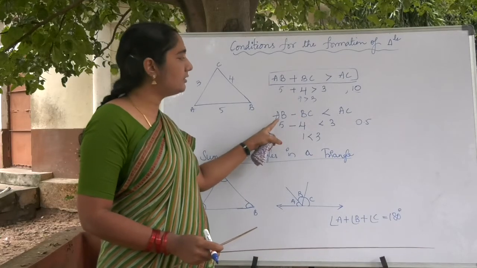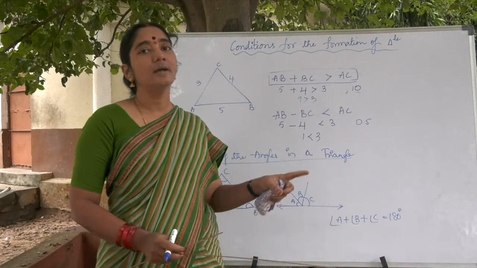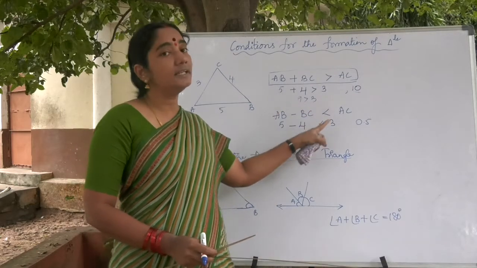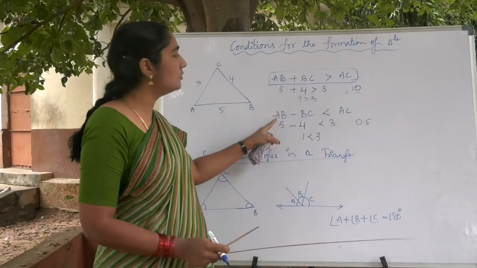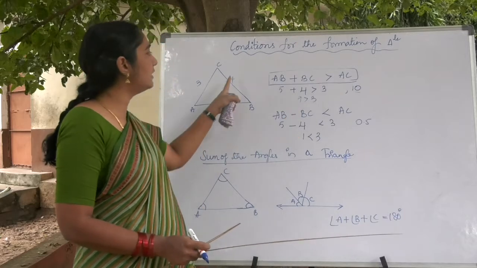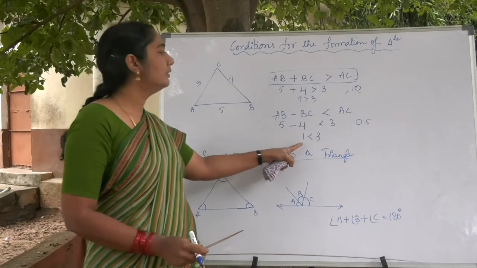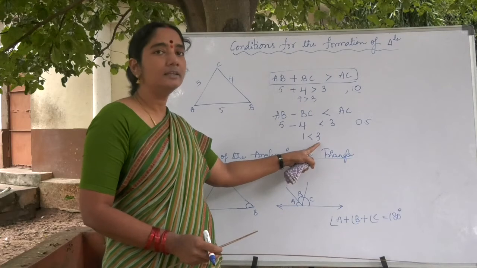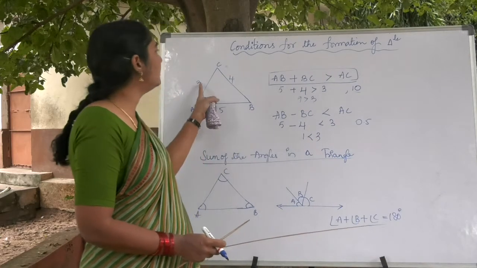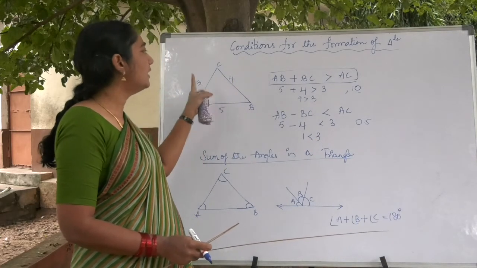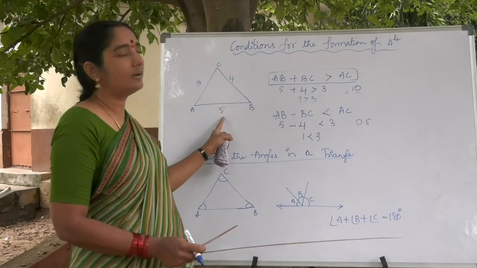Now the second condition is the difference of the two sides must be less than the third side. The difference of the two sides. In this particular case, let us take 5 minus 4, that is 1. That is less than 3, the third side. If you take these two, 4 minus 3, that is 1. That is also less than 5.